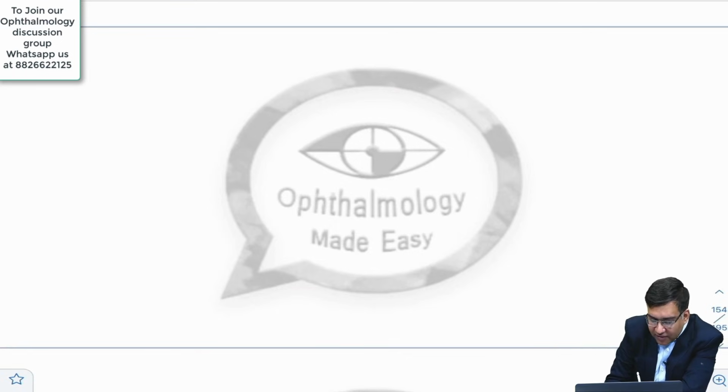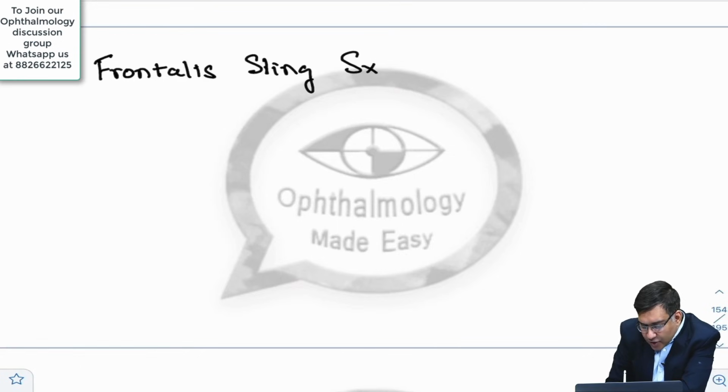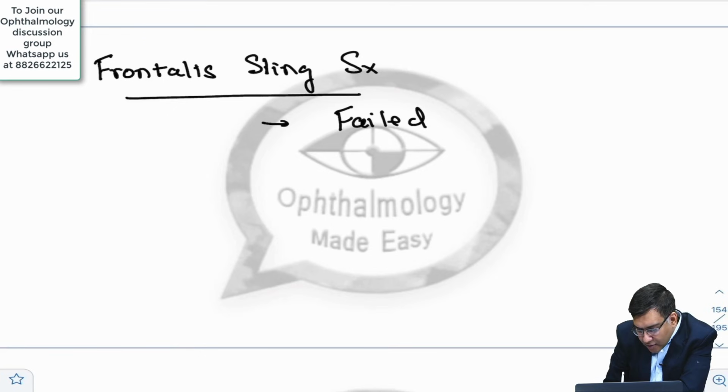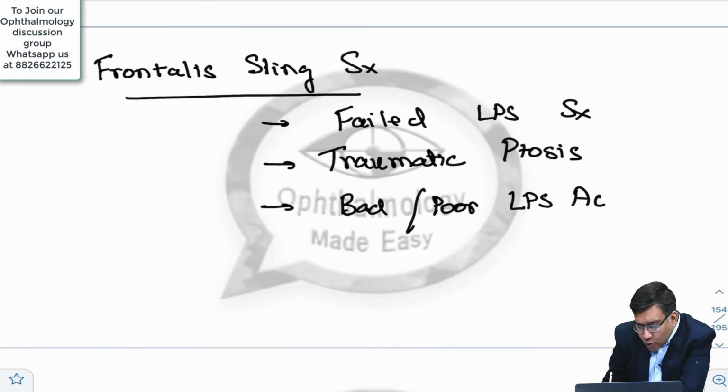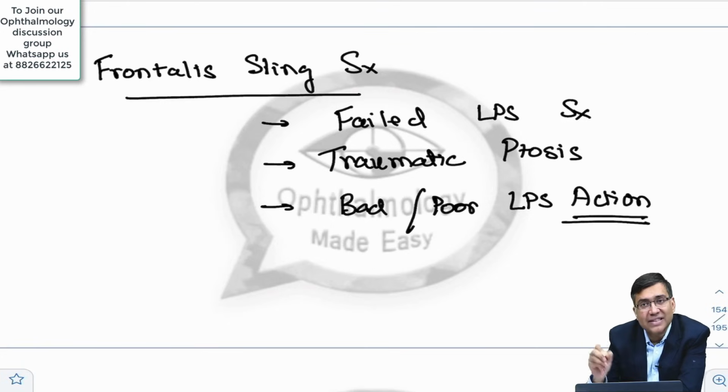So that is called a frontalis sling surgery. Frontalis sling surgery, you should remember, should be done in patients with failed LPS surgery, or let's say the patient is having a traumatic ptosis where the LPS is damaged, or in cases where we have a very poor LPS action. Okay, you do not have to go into details of how to do the ptosis surgery, but remember these names of the surgeries, which can be asked.